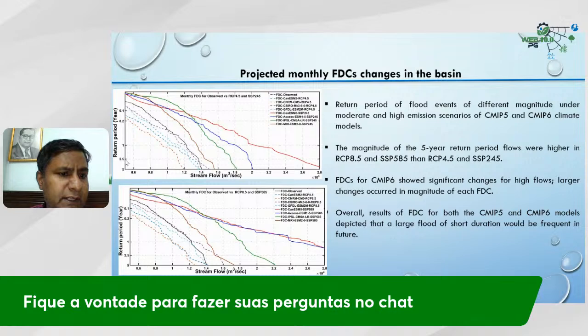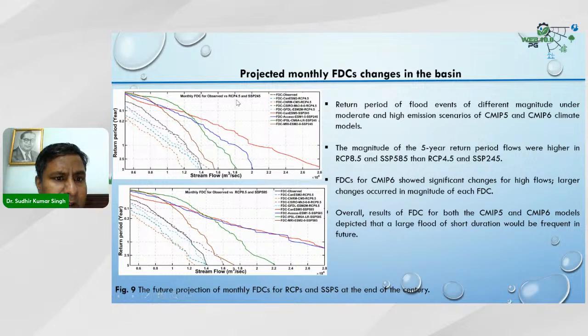By considering this figure, you will find that the high flow and low flow return periods are going to be different. Here, if you see RCP 4.5, you will find that there is a return period less than 2.5. Okay, in this case. So this shows the return period of flood events of different magnitude under moderate and high emission scenarios. Magnitude of 5-year return period flows were higher in RCP 8.5.